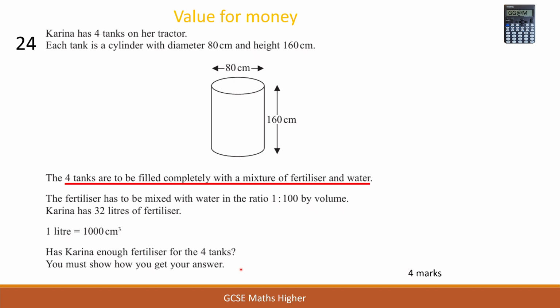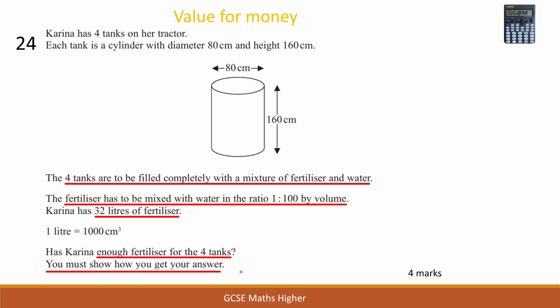So we've got 4 tanks to be completely filled with fertiliser and water. Fertiliser is mixed in a ratio 1 to 100 by volume. We're told we've got 32 litres of fertiliser. You're told the unit 1 litre is 1,000 centimetres cubed. We need to work out if there is enough fertiliser for the 4 tanks, and you must show your working. It is worth 4 marks. If you do not show how to get the answer, you will not get the 4 marks in the exam. So you must show your working nice and clearly.